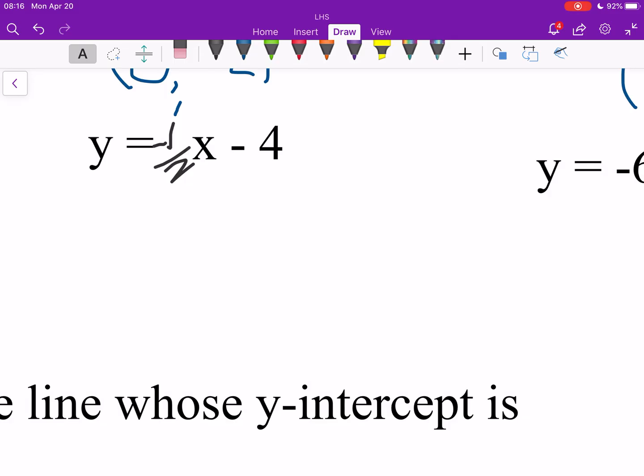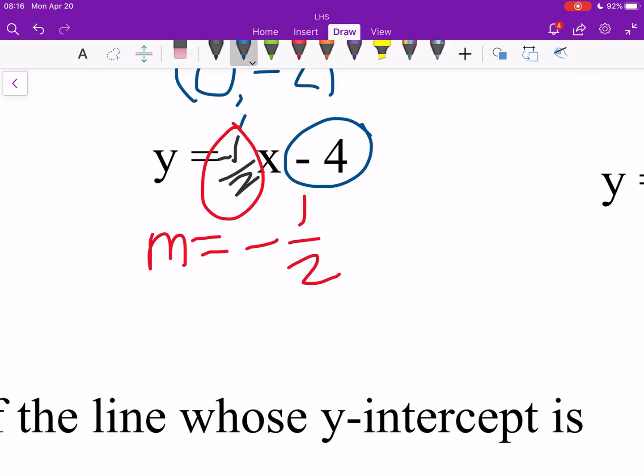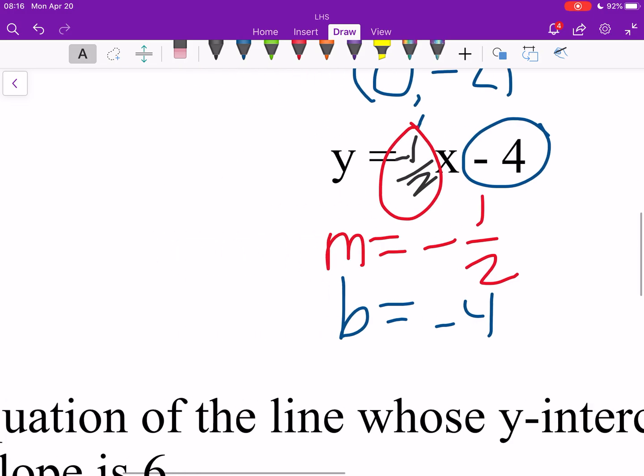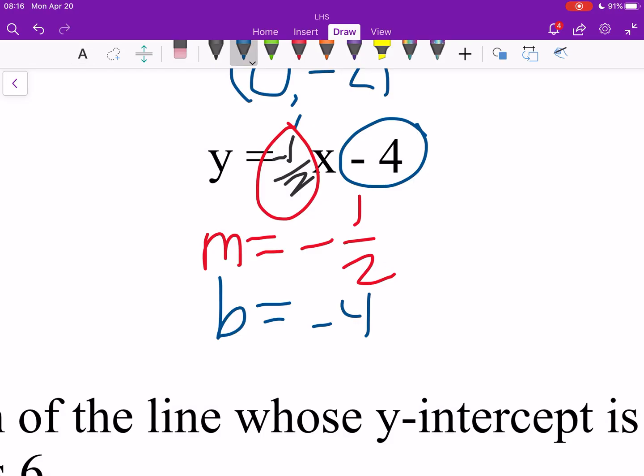Running over here, a little sloppily written, sorry, but that's negative 1 over 2. So again, my slope is the number that's directly in front of x, which is negative 1/2. And then my y-intercept is the number that's by itself, including that negative sign there, so b equals negative 4. Notice the difference between this example and the previous example, where I had a positive 4 for a y-intercept, but here I've got a negative 4 because there's a negative sign in front of the 4. So when I write that in coordinate form, it's 0, negative 4.